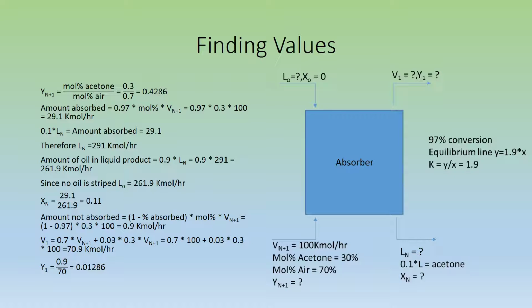The amount not absorbed is equal to 1 minus the 97%, times the mole percent times the amount assumed, which gives us 0.9 kilomoles an hour. The total amount of vapor coming out is equal to the 70 air that came in plus the 0.9, which gives us 70.9 kilomoles an hour. Y1 is found to be the amount of acetone in the vapor divided by the amount of acetone-free vapor, so it's 0.9 over 70, which is equal to 0.01286.